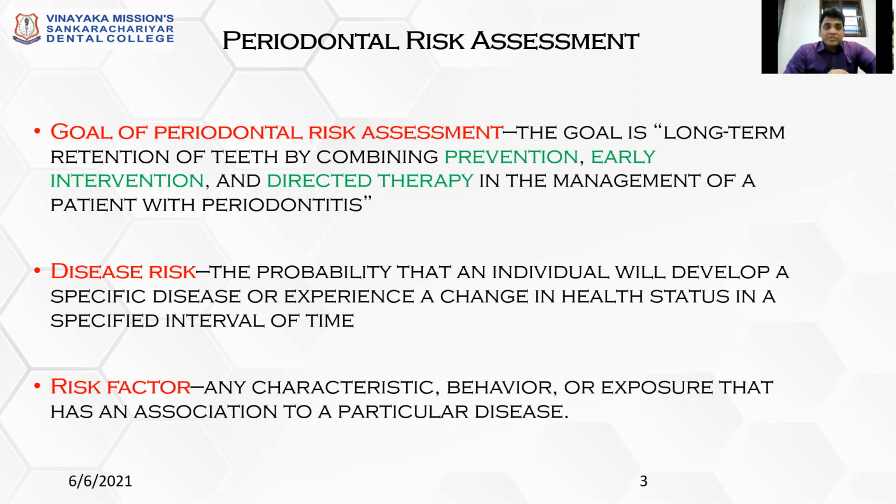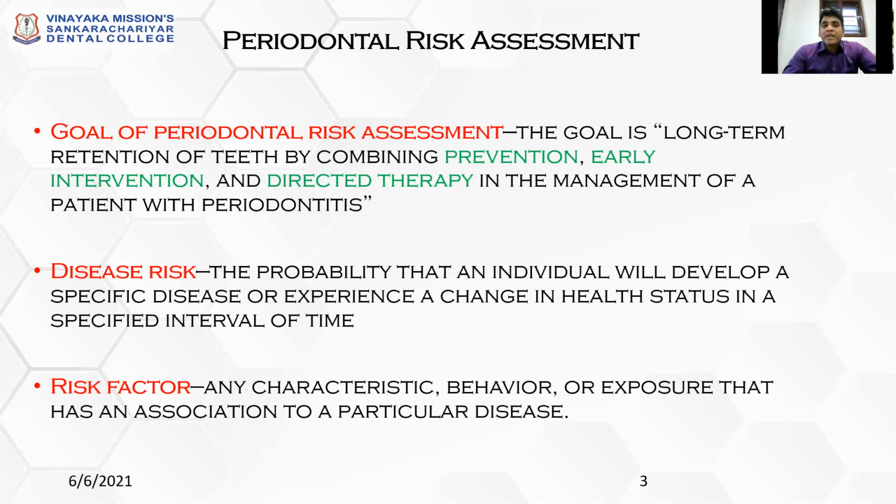So coming to this chapter, what is a disease risk? Disease risk is the probability that an individual will develop a specific disease and/or a change in the health status in a specified interval of time. That is the probability that an individual may develop that particular disease. A risk factor is any characteristic, behavior, or exposure that has an association with the particular disease.